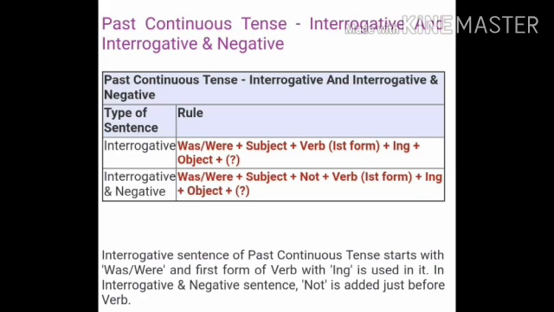Let's take a sentence and make its positive, negative and interrogative sentences. Let's say, Hassan was talking about sport when I met him. Hassan was not talking about sport. Was Hassan talking about sports? It is quite a simple and easy tense.